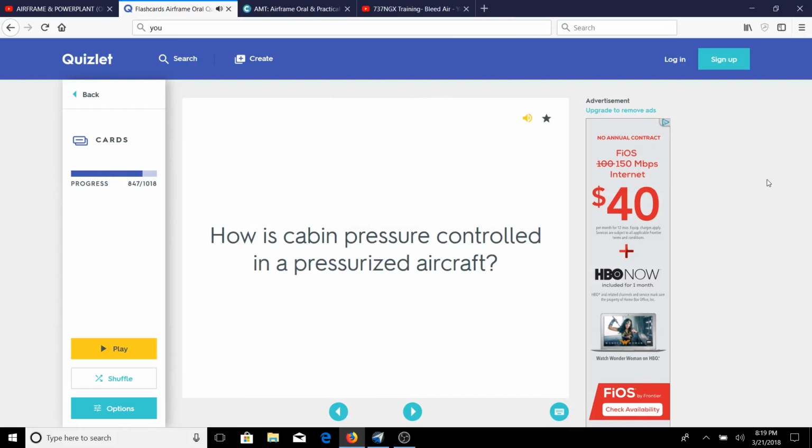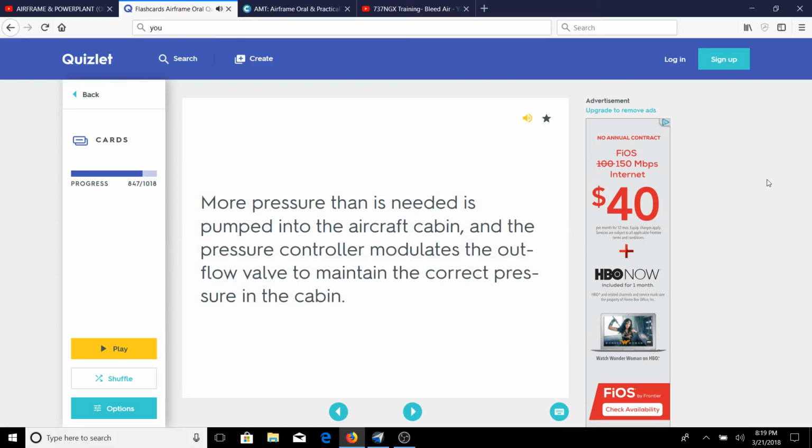How is cabin pressure controlled in a pressurized aircraft? More pressure than is needed is pumped into the aircraft cabin and the pressure controller modulates the outflow valve to maintain the correct pressure in the cabin.